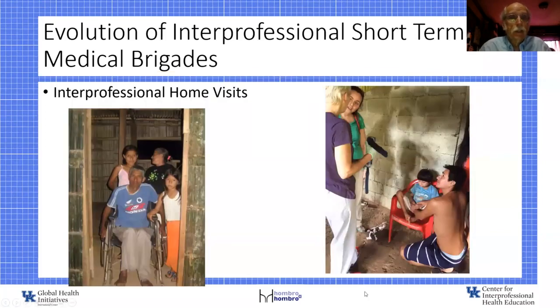Next slide. So again, the other way we do interprofessional care during the brigades is through home visits. The bottom left picture shows a home of a young man with some physical disabilities. So we frequently do home visits with interprofessional teams. The picture on the right is a young boy in an indigenous community called the Tsáchila that we visit frequently now with physical therapy, medicine, and nursing teams who provide home care in an interprofessional type of environment. Next slide.